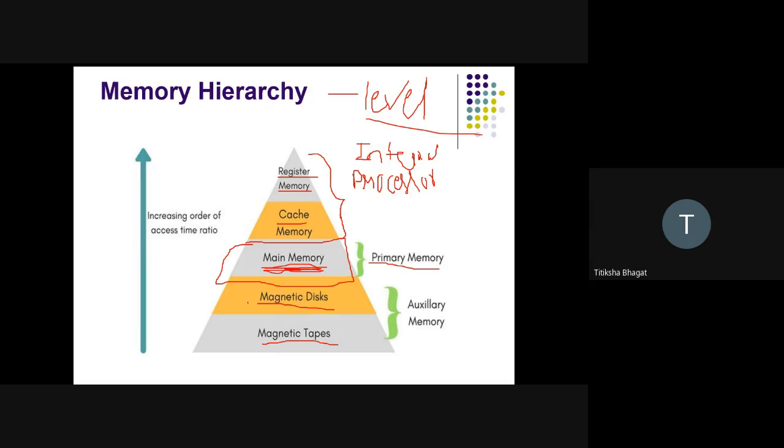And then next you can see magnetic disk and magnetic tape. These two memories are referred to as auxiliary memory. The definition of auxiliary memory: the entire data, entire programs, all the software which are not needed currently will be stored in the auxiliary memory. So what type of memories can be used in this case? Magnetic disk and magnetic tape.